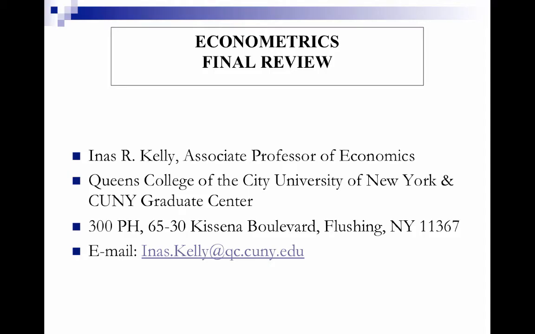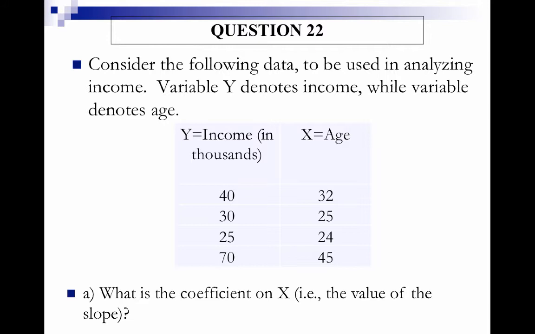Okay, we're continuing with our econometrics final review. For question 22, you're given raw data on income and age. You have four observations. The dependent variable is income and the independent variable is age. And you're asked what the coefficient on x is, so the value of the slope.